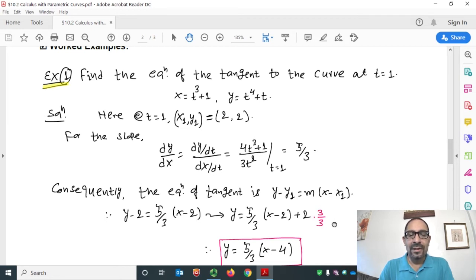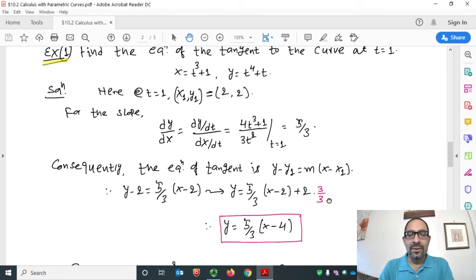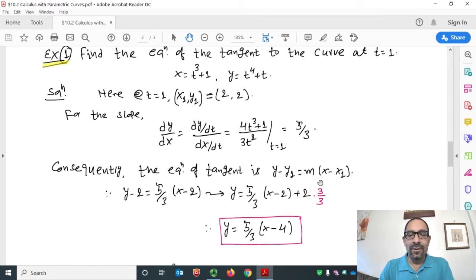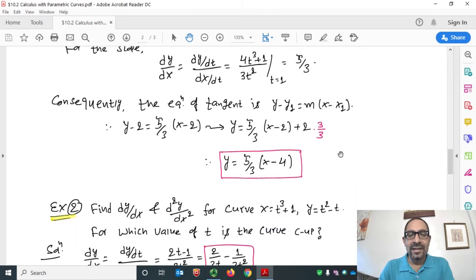Then the equation of the tangent line, using point-slope form, is y minus y1 equals slope times (x minus x1). It turns out that y minus 2 equals 5/3 times (x minus 2). Then simplify. It gives us the equation of the tangent line: y equals 5/3 x minus 4. I hope this computation makes sense to you all. Great. Now let's move on.